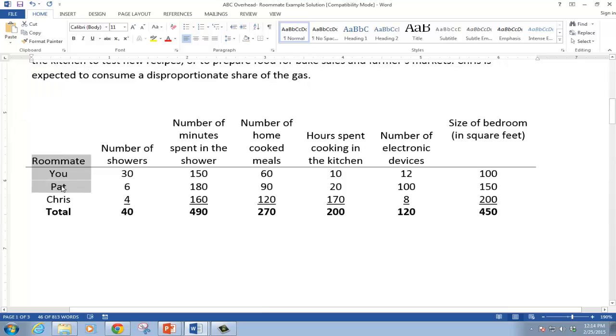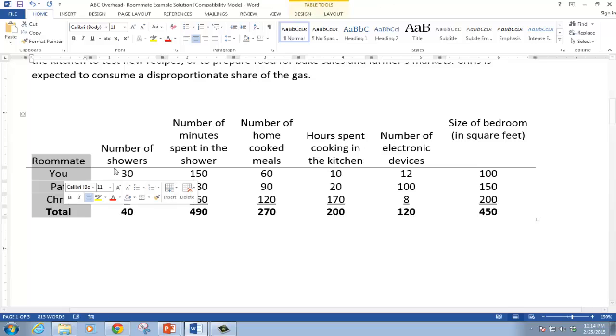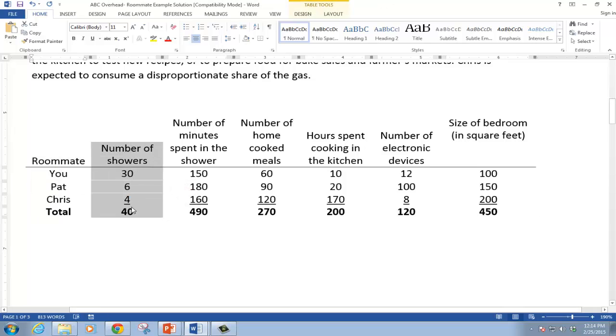In the first column, we've got a list of each of the 3 roommates and a total. And then we've got the number of showers. Like we said, you shower regularly every day. Pat only 6 times a month, Chris only 4 times a month. Yeah, not very clean. That might be why they don't have significant others. Okay, the number of minutes spent in the shower is also listed here. The number of home-cooked meals, the number of hours spent cooking in the kitchen, the number of electronic devices that you own, and the size of your bedroom in square feet.